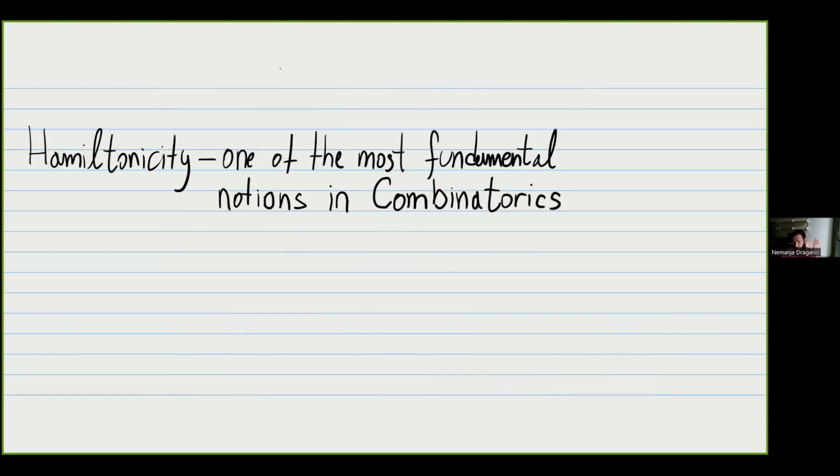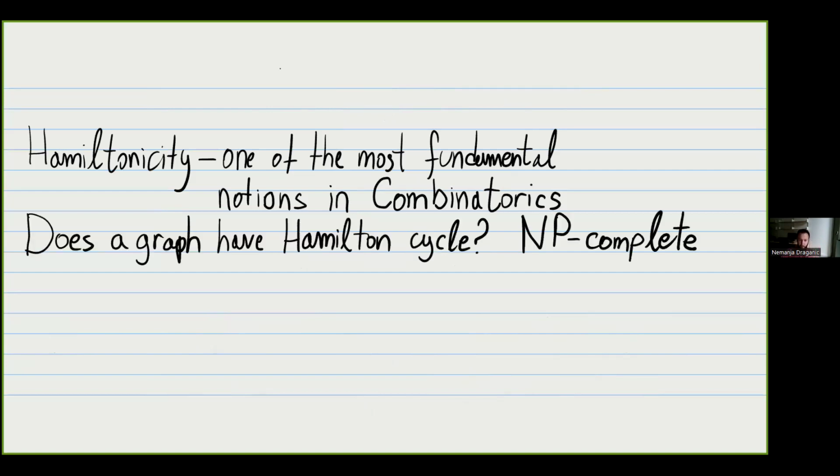So let's talk about Hamiltonicity. A graph is Hamiltonian if it contains a Hamilton cycle, and a Hamilton cycle is just a cycle which contains every vertex of the graph. This is one of the best studied notions in combinatorics. And the question where you have an input graph and you want to determine if it's Hamiltonian is computationally very hard. In fact, it's NP-complete.